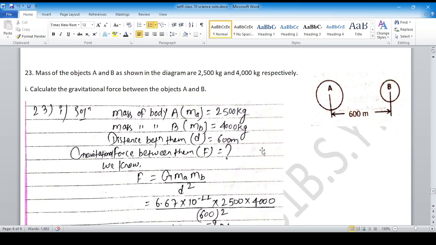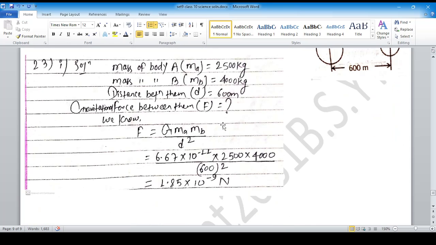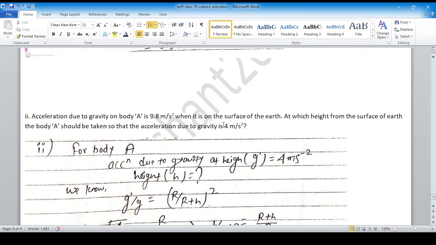Question number 23. It needs calculation. It is very easy.